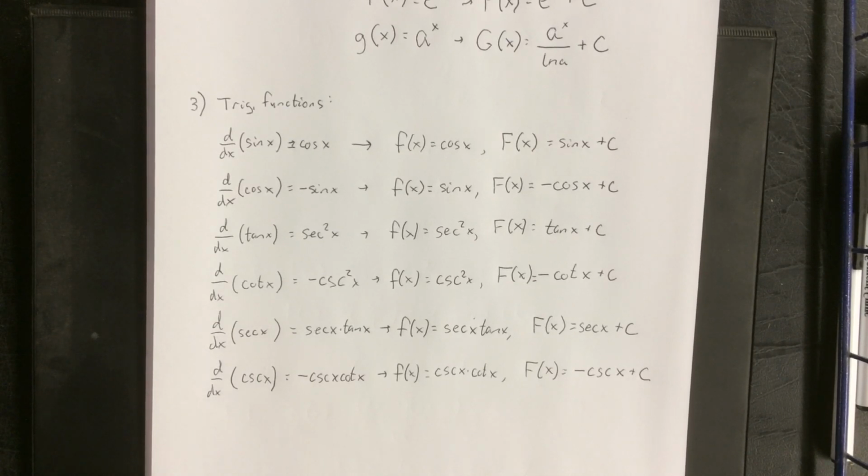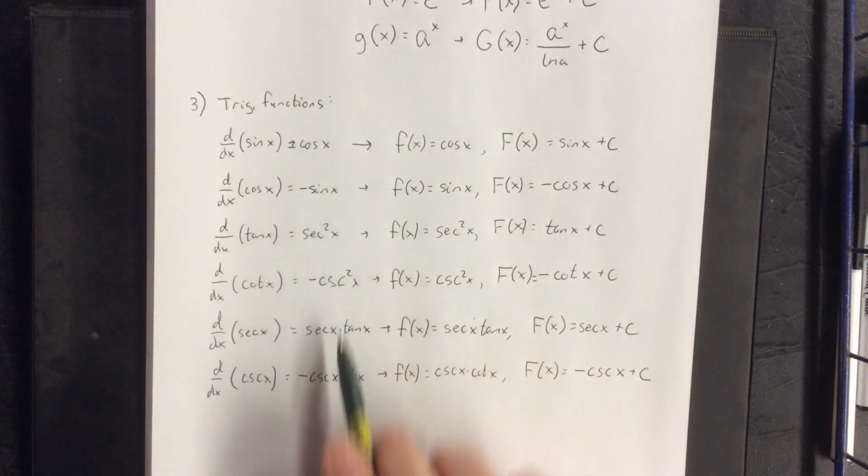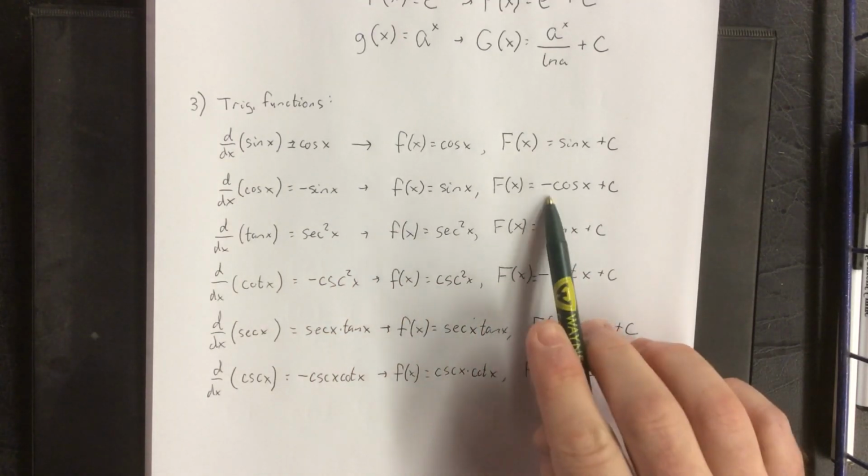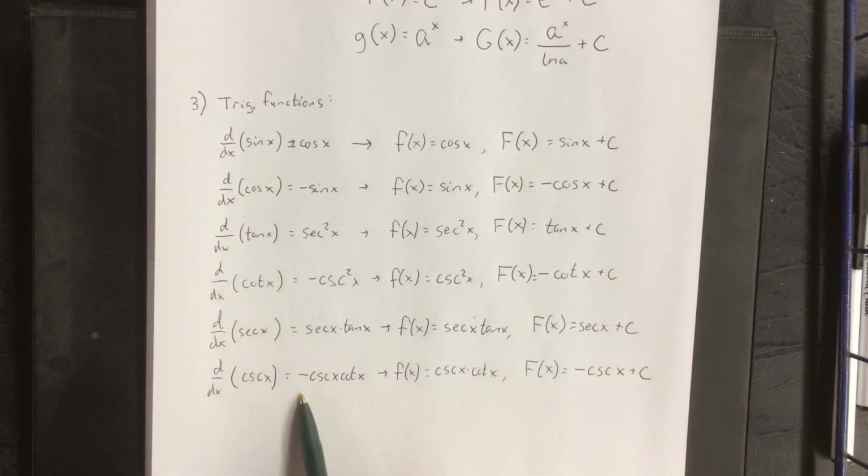So basically take any rule for derivatives that exists and rewrite it so that we're taking the antiderivative of this part and we're arriving at this part. Please note the use of minuses. They are in the same spots as where they are for the derivatives.